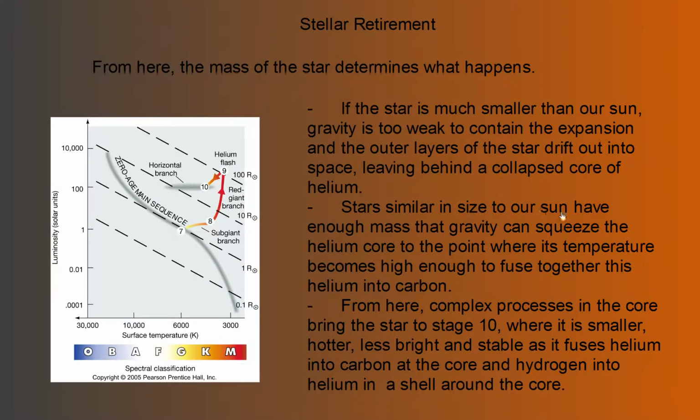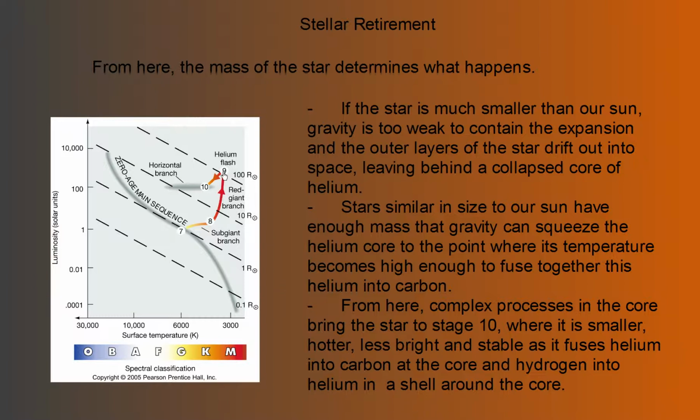Stars similar in size to our sun have enough mass that gravity can squeeze the helium core, finally, to the point where its temperature becomes high enough to fuse helium into carbon. And carbon is a very special element. From here, complex processes in the core, which I won't go into, bring the star to stage 10.